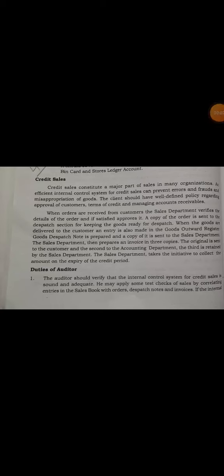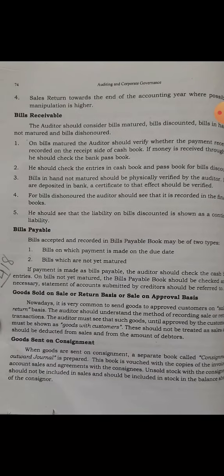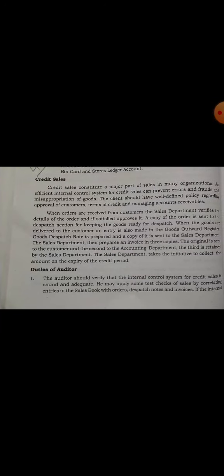Hello everyone, my topic is the 5 accounts which are very familiar to us from plus 2 onwards. The first one is credit sales, purchase return, sales return, bills receivable and bills payable. These are the accounts we are going to discuss.